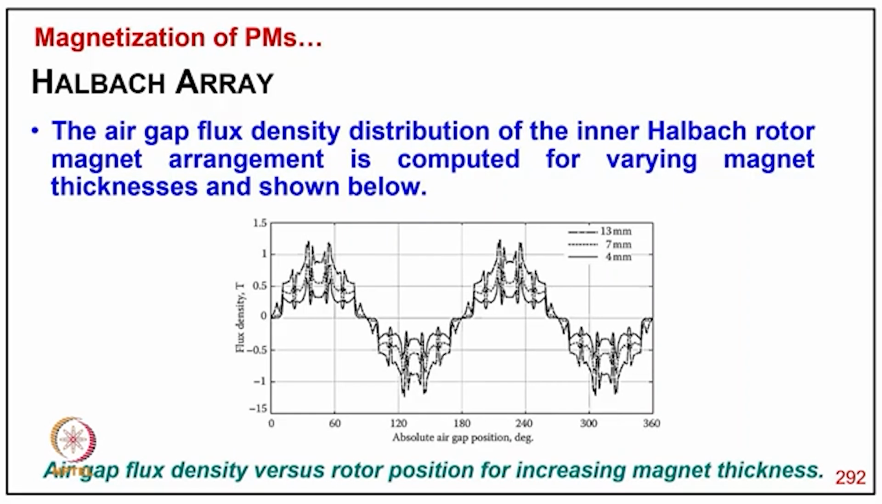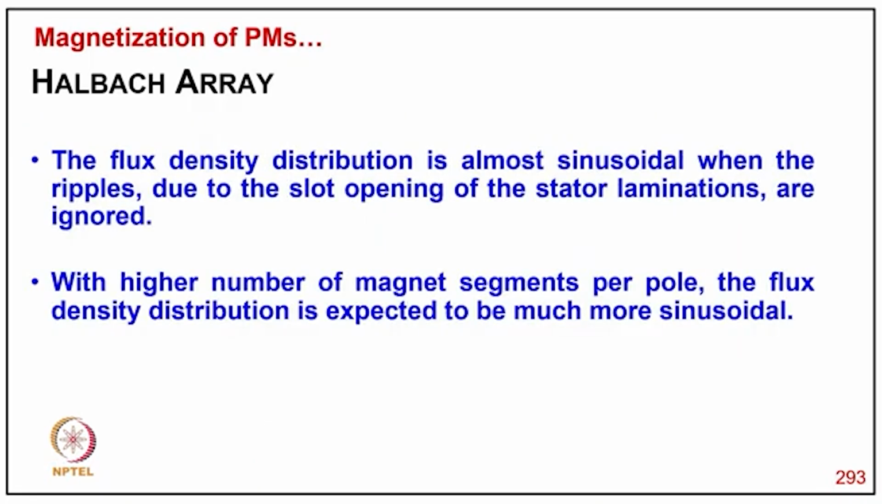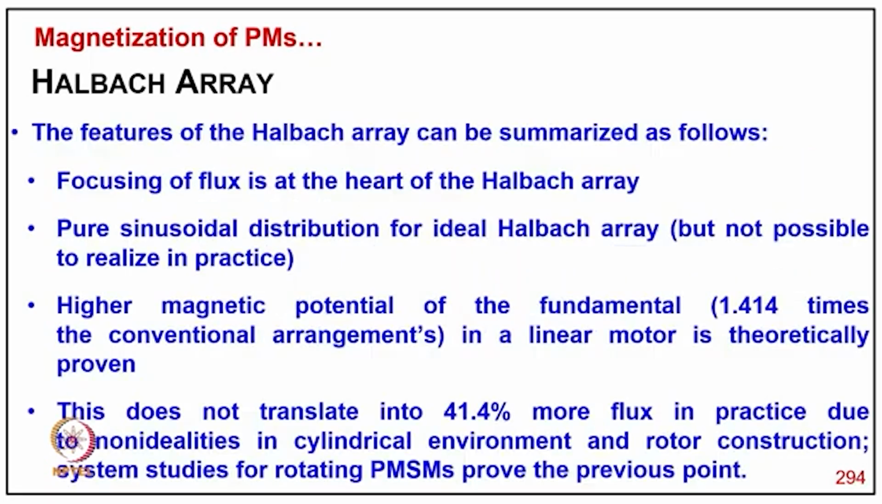So the distribution for increasing the magnet thickness. The flux density distribution is almost sinusoidal when the ripples due to the slot opening of the laminations are ignored, and with the higher number of magnet segments per pole, the flux density distribution is expected to be much closer to sinusoidal.